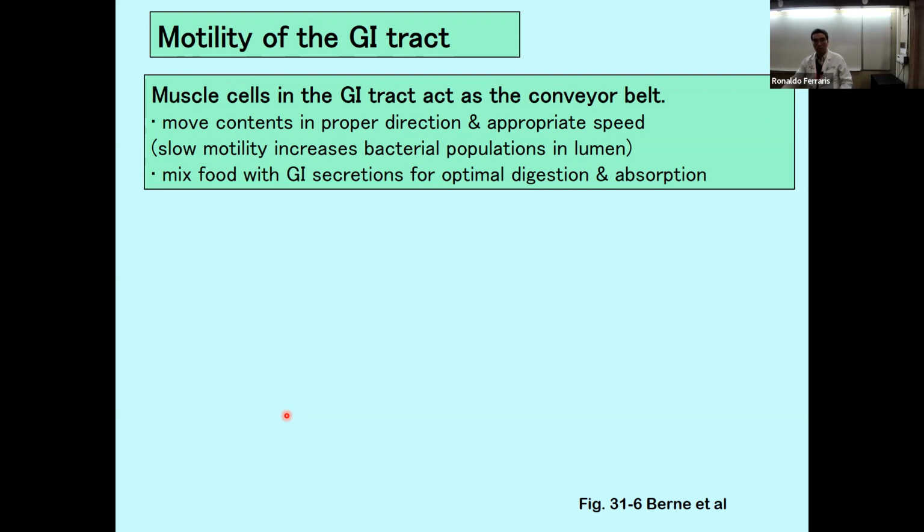So muscle cells act as a conveyor belt and they have two major tasks: moving contents in the proper direction and at the appropriate speed. Too fast and you have diarrhea. Too slow and you have constipation. You can't win here. You have to do it the right way. Also, these smooth muscles mix food.